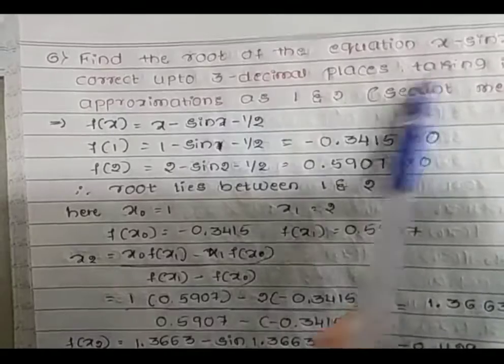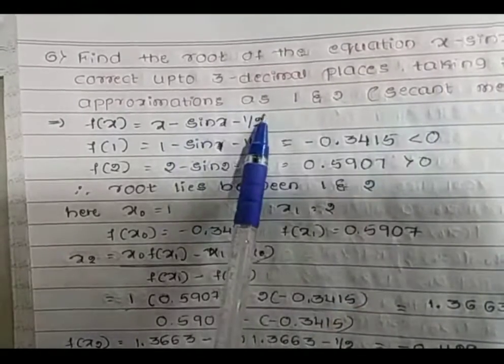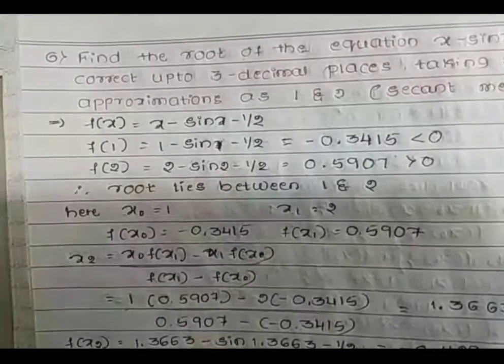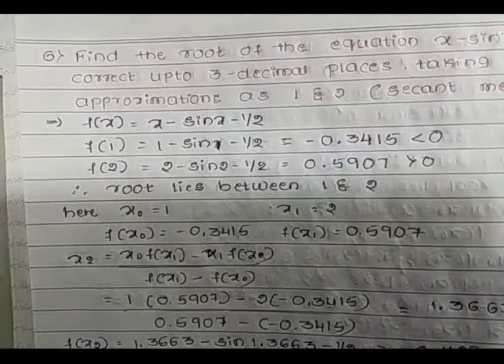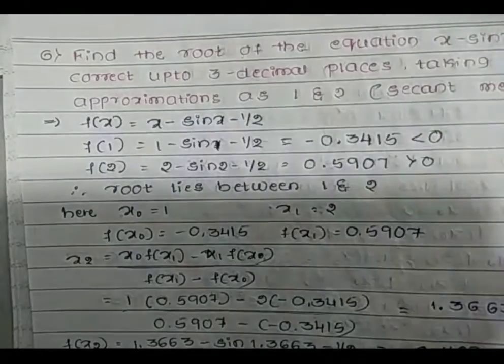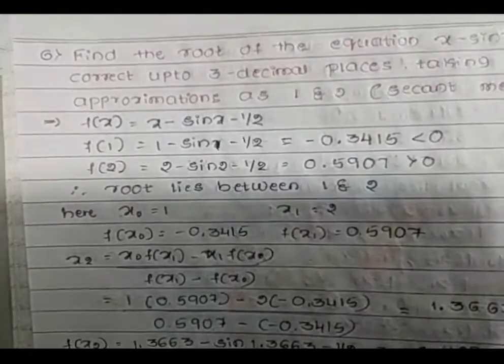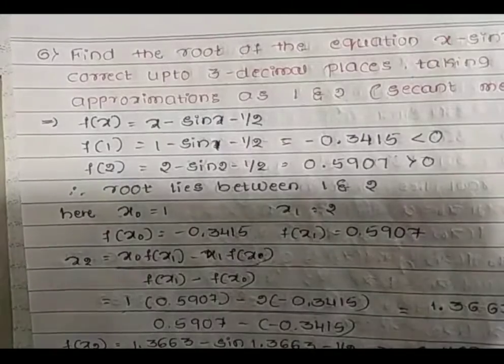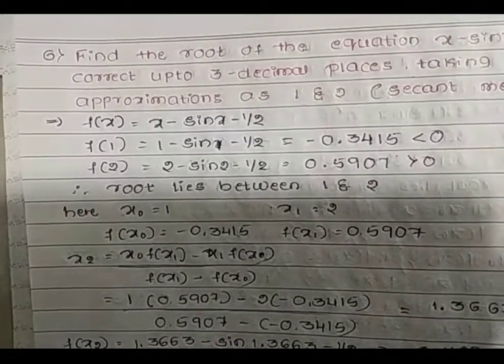here in the question it is mentioned, taking the initial approximations as 1 and 2. As 1 and 2 means, directly we have to mention here the first approximation, that is x naught value as 1 and x1 value as 2.